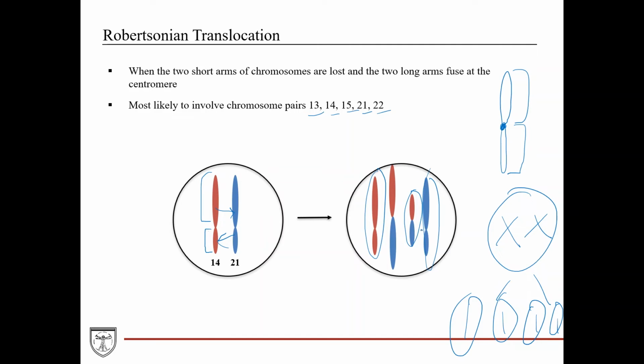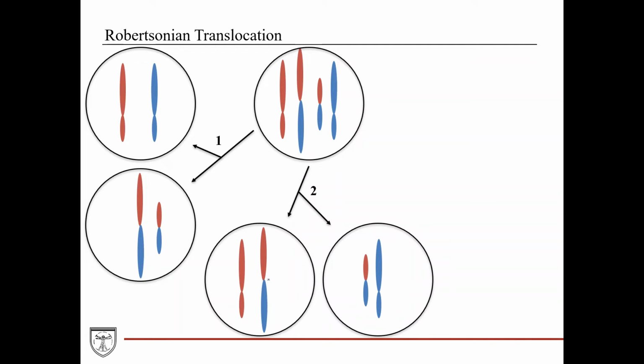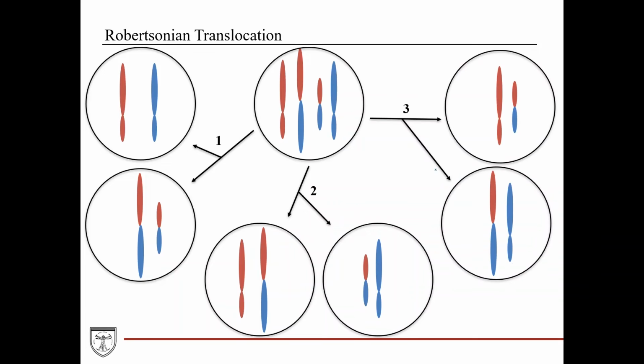Now, there's a number of combinations that we'll go over in the next few slides. So the first result is you could get where you have normal. So you have a 14 and you have a 21, and then you have the fused long arms, and then you have the fused short arms. So that's one combination that could result from this. Another combination is you could have the fused long arms combined with the 14, and then you have the normal 21 with the short arms. The last one is you have the normal 14 with the short arms, and then you have the long arms with the normal 21. And now we'll go through each of these and show you what the final result will be when any of these are fertilized by a normal gamete.